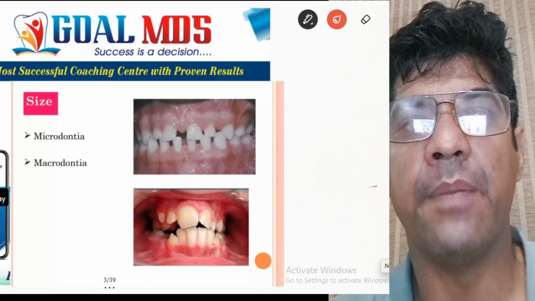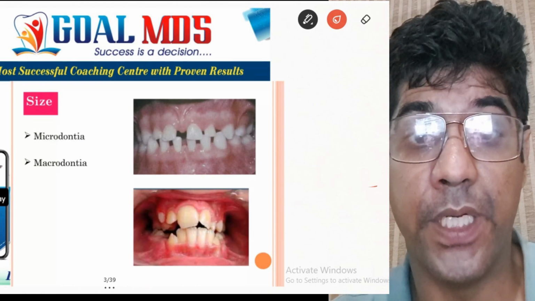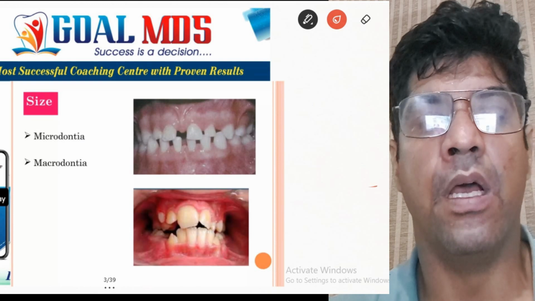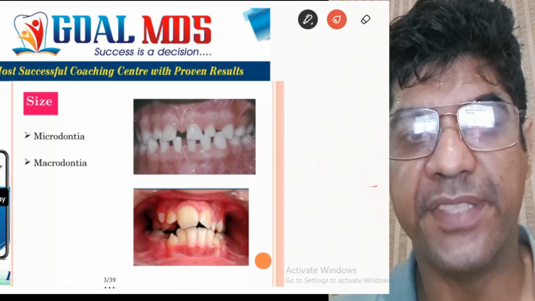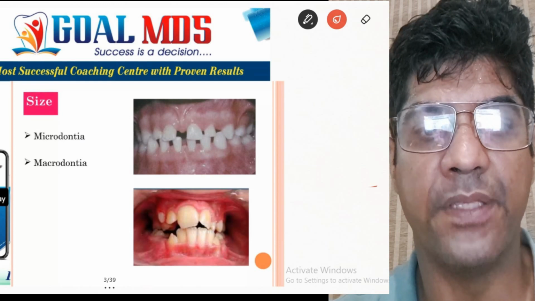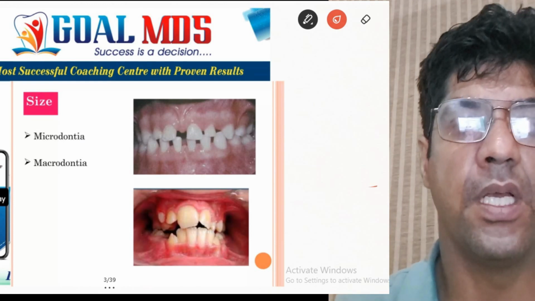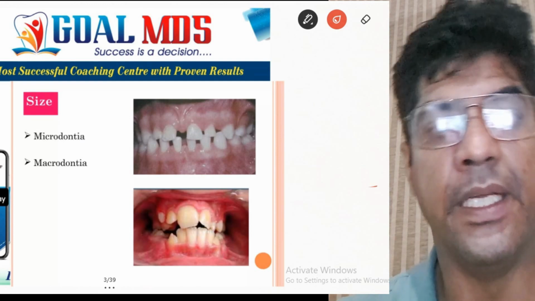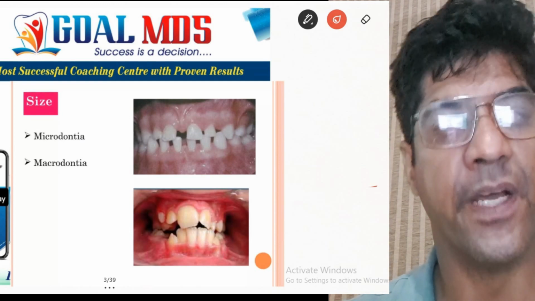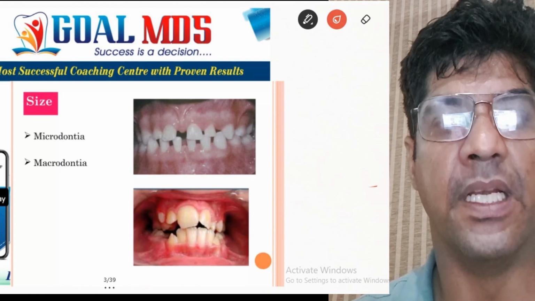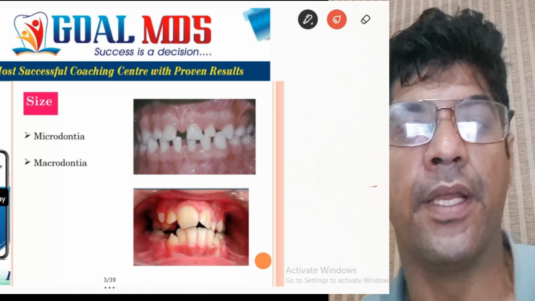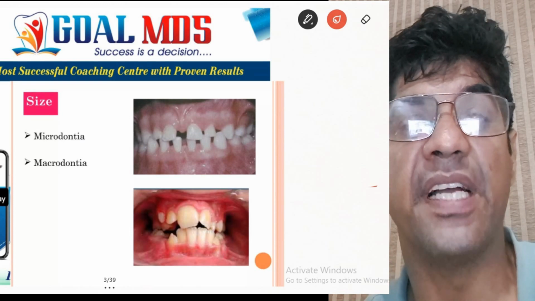Based on size, they can be microdontia, macrodontia. Based on shape, they can be germination, fusion, concrescence, accessory cusp, dens invaginatus, taurodontism. Based on structure, amelogenesis imperfecta, dentinogenesis imperfecta, dentine dysplasia type 1, type 2, or the regional odontodysplasia. Now let us discuss the developmental anomalies based upon the size.